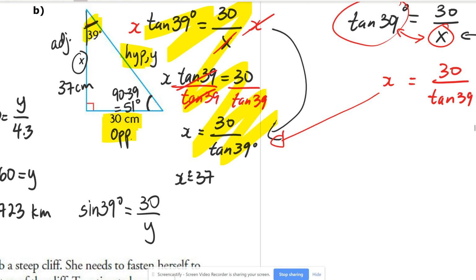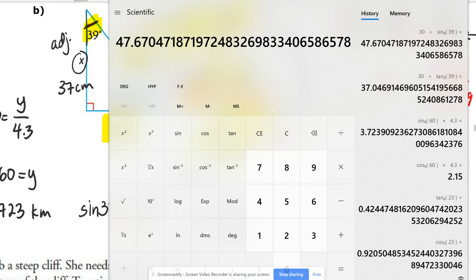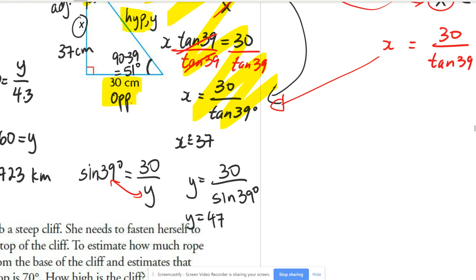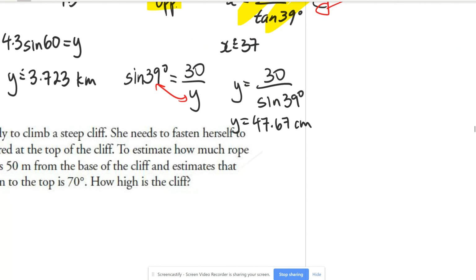And again, the unknown variables on the bottom. So the way you can quickly solve this is to switch the y with the sine 39 on the left side at the top, so that y equals 30 divided by sine of 39 degrees. And that's going to be, so 30 divided by the sine of 39 equals 47.67. So y equals 47.67 centimeters. I can round that to 48. Okay, so that's how you use the trig ratios to find unknown sides.